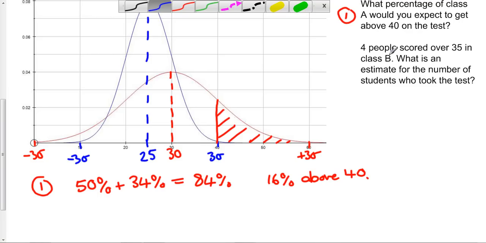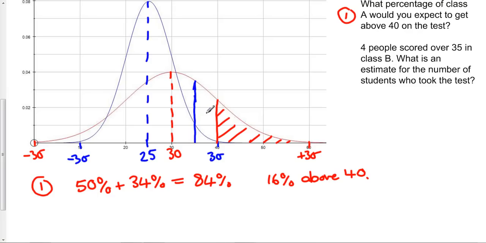For this second one, it says that 4 people have scored over 35. So if you can just make out in blue, that's where we've got 35, and that there is the mean plus 2 lots of the standard deviation, because we've got 25 as the mean and the standard deviation is 5, so 2 lots of it. So 4 people scored over 35. So I just make that clearer by pointing out that it's to the blue curve.